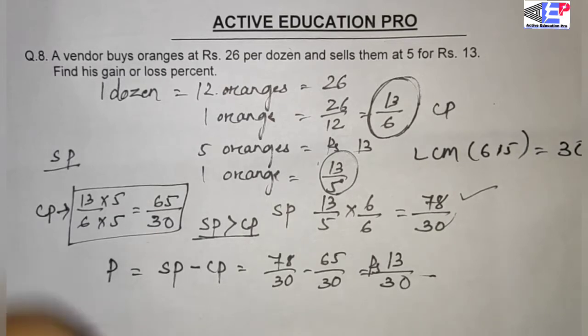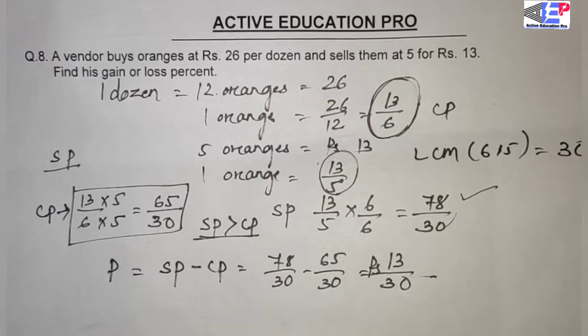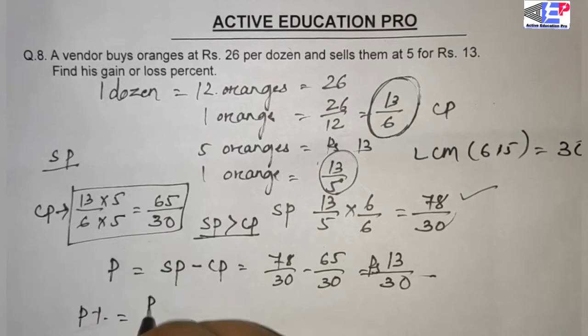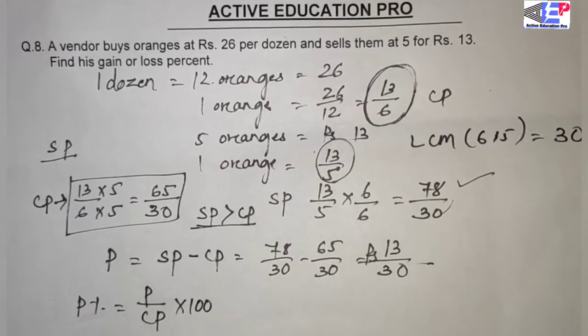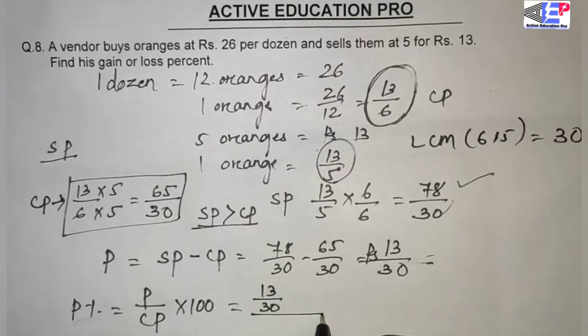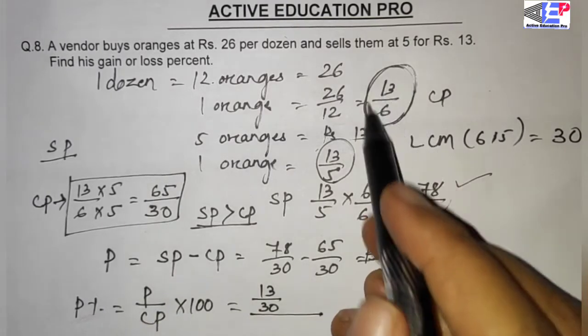Then the question asks us to find the gain or loss percentage. Whenever selling price is greater than CP, there is a gain, a profit. So we have found the profit, but we have to find the profit percentage. Profit percentage will be P upon CP into 100. Always remember, profit and loss are calculated on cost price, not on selling price. So P by CP into 100. Here P is 13 by 30, the profit amount, divided by CP, and CP is 13 by 6.